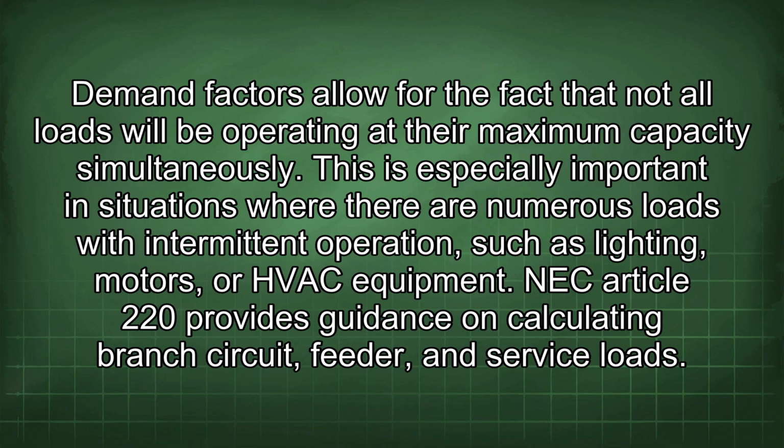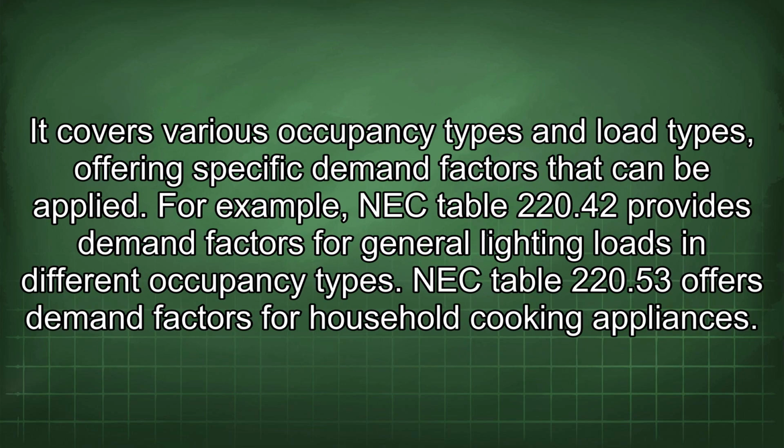NEC Article 220 provides guidance on calculating branch circuit, feeder, and service loads. It covers various occupancy types and load types, offering specific demand factors that can be applied. For example, NEC Table 220.42 provides demand factors for general lighting loads in different occupancy types. NEC Table 220.53 offers demand factors for household cooking appliances.